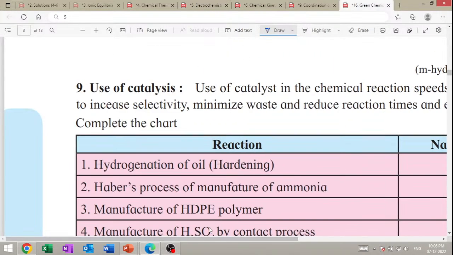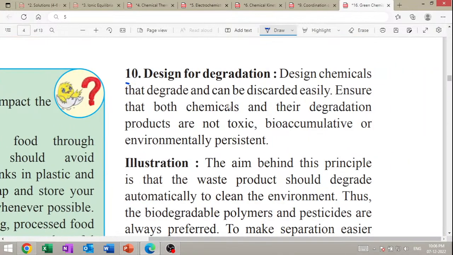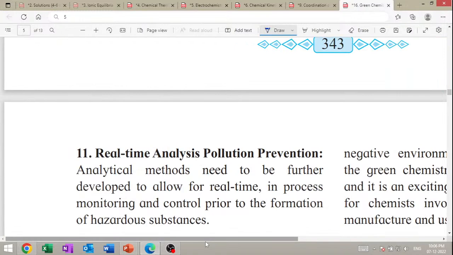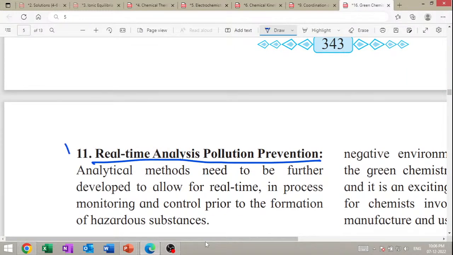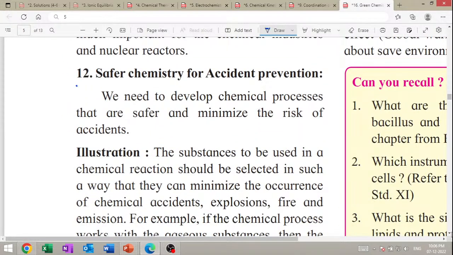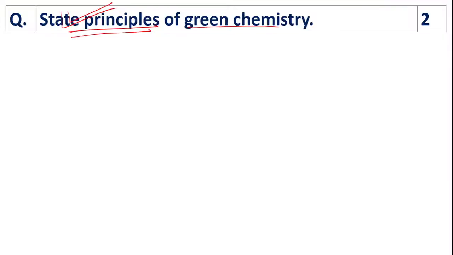Okay, these are the use of catalyst, only statement. Next is the design for degradation. Real-time analysis, pollution prevention. And number 12 is safer chemistry for accident prevention. तर असे 12 प्रिन्सिपल्स आहे, 12 प्रिन्सिपल्स ऑफ ग्रीन केमिस्ट्री. अंडरस्टूड एव्हरीवन? These are the questions. तर एवढे सर्व क्वेश्चन्स यामध्ये.